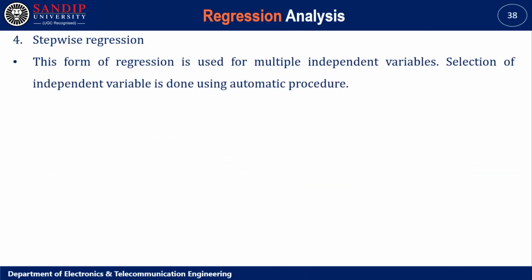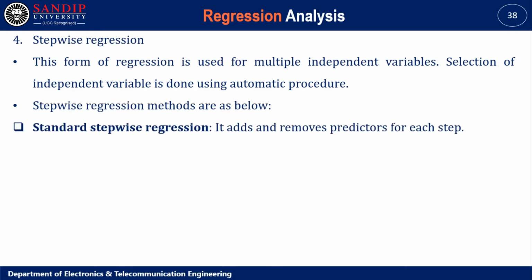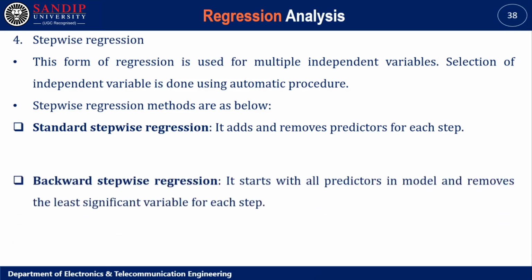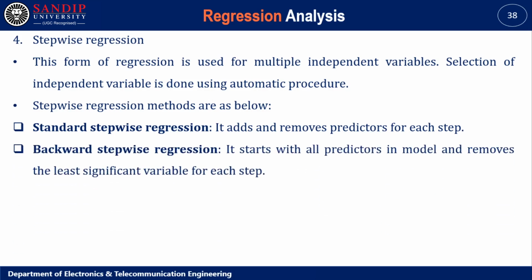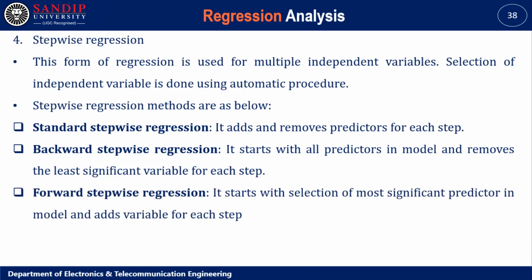Stepwise regression. This form of regression is used for multiple independent variables. Selection of independent variables is done using an automatic procedure. Stepwise regression methods are as follows. Standard stepwise regression adds and removes predictors at each step. Backward stepwise regression starts with all predictors in the model and removes the least significant variable at each step. Forward stepwise regression starts with the most significant predictor in the model and adds a variable at each step.